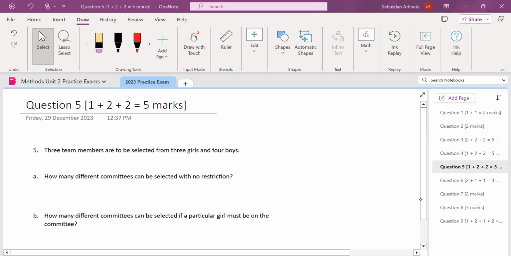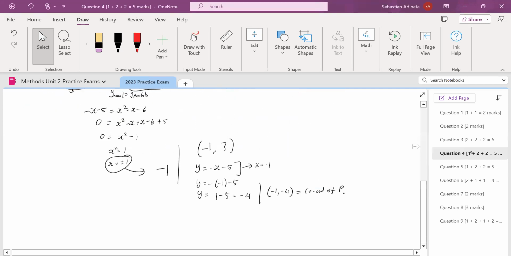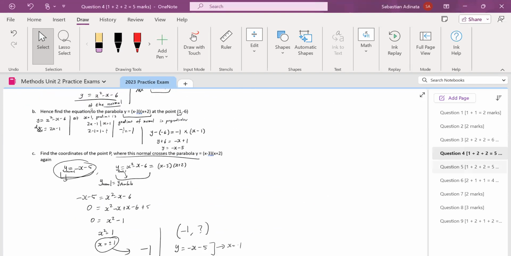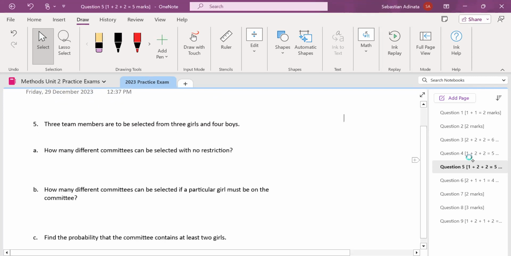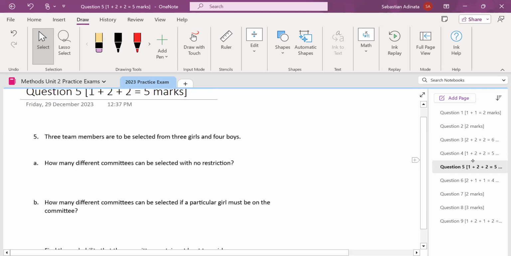Okay, welcome back to part 2 of the exam. I did mention I will make a further video covering question 4. As of now, we'll continue on with the rest of the exam. So now we are on to probability.